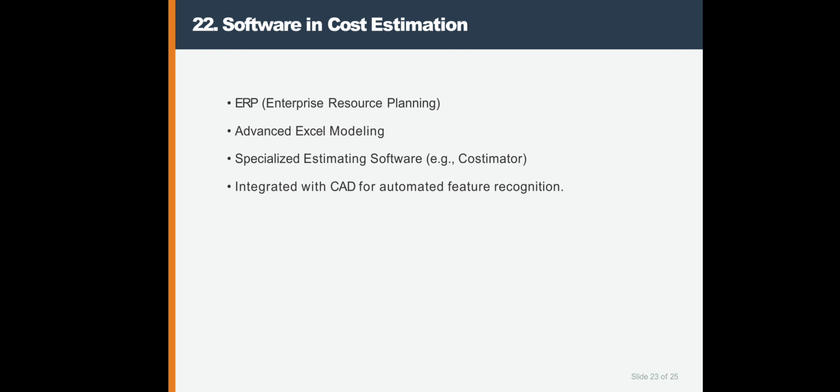First is ERP, Enterprise Resource Planning. Second is Advanced Excel Modeling. Third is Specialized Estimating Software, for example Costimeter. The final one is software integrated with CAD for automated feature recognition.